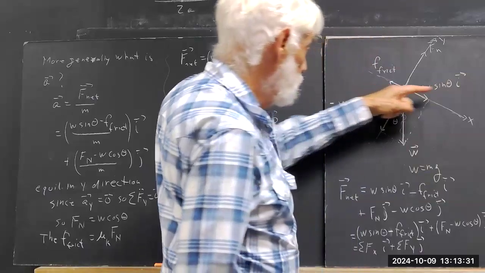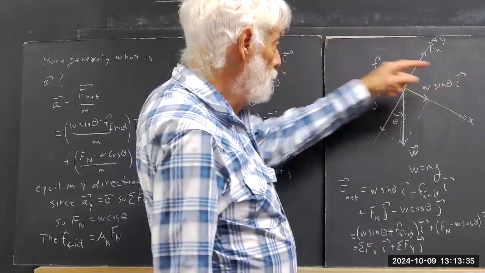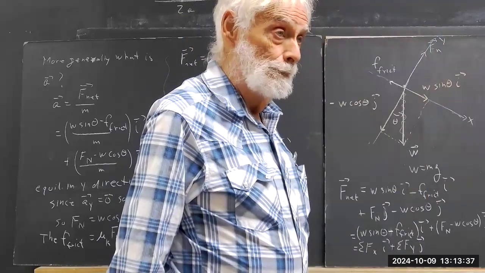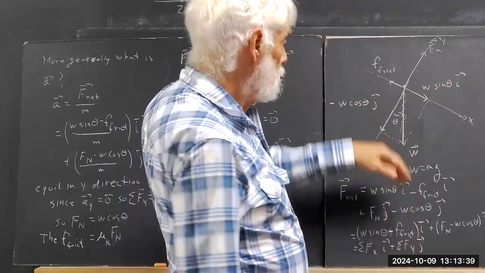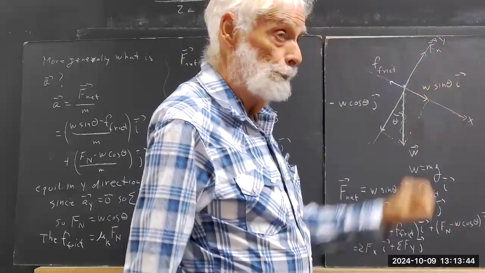Then there'd be another vector in there. It's a horizontal vector, my push. Okay, and that push would have a vertical component and a horizontal component. So it would tend to speed the thing up along the ramp, but it would also tend to push the thing up off the ramp.